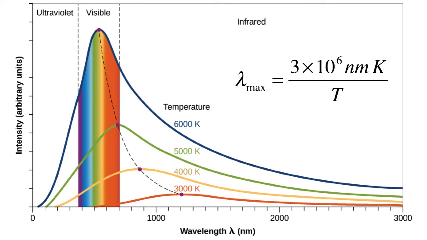This is the Wien law, or as they call it, the Wien displacement law. The maximum wavelength is dependent on the temperature. There's a numerator that's a constant. That's the displacement constant, or Wien's constant. In the metric system, it's 3 times 10 to the 6 nanometer kelvins divided by temperature. So basically, you just put in 3 million and divide by whatever the temperature is in kelvins.